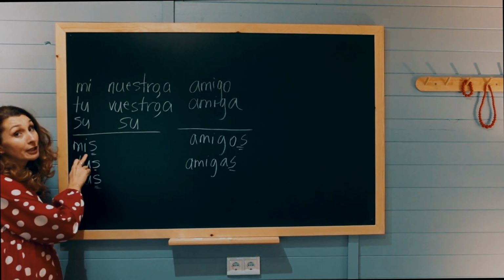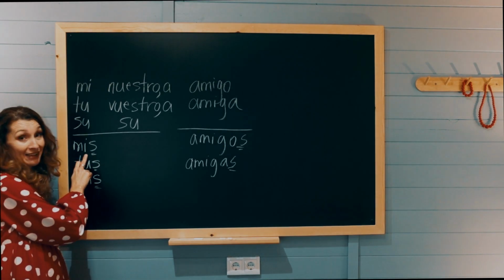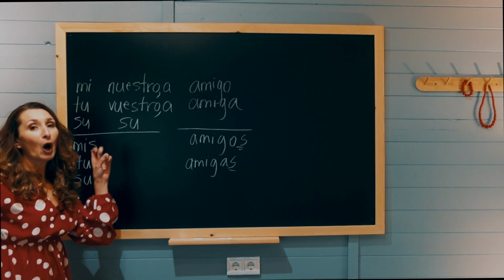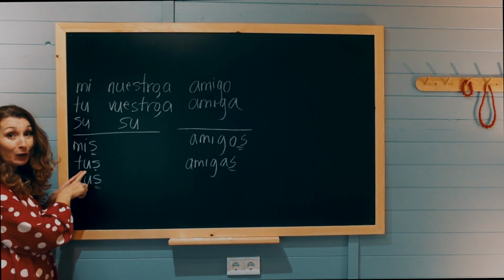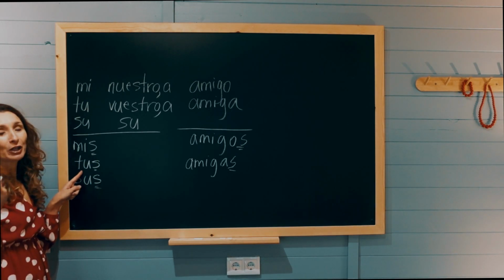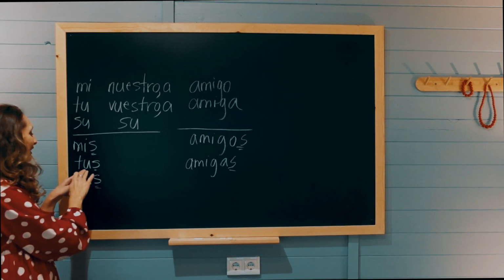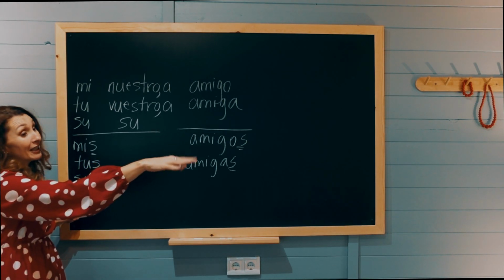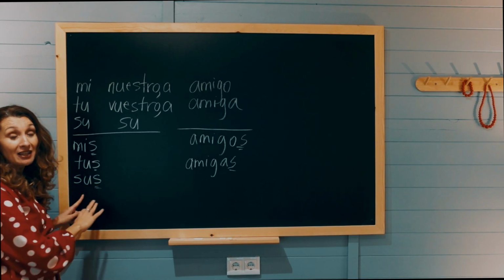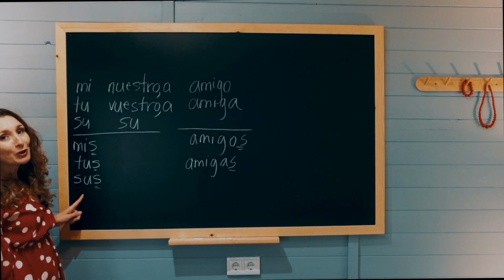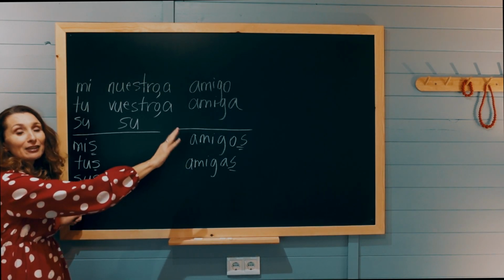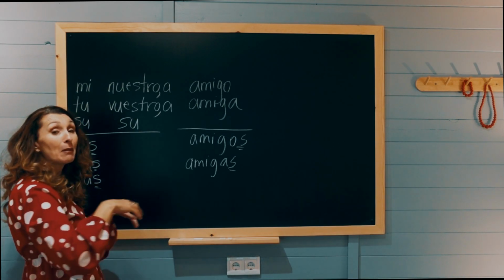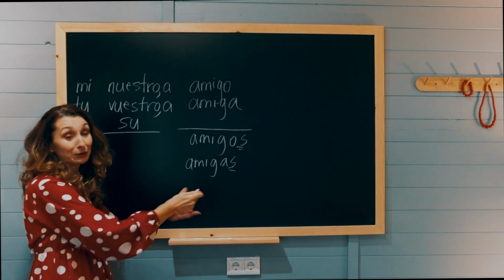Okay? I'm still the only one to say that these friends are mine. I'm the only, so to speak, owner. Here, you are the only owner. Again, owner is not a nice word, but just to make it easier to understand. And sus means that either he or she, either Peter or Jane, is the only owner of these friends. Okay? Good. Here, now we have multiple owners and multiple friends.